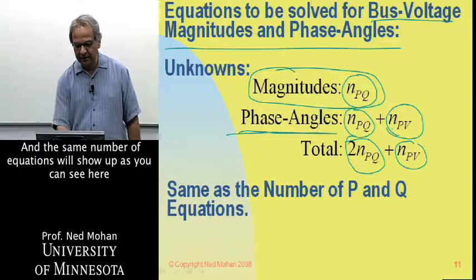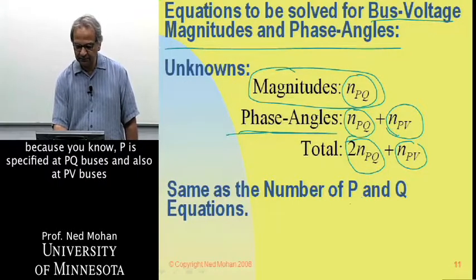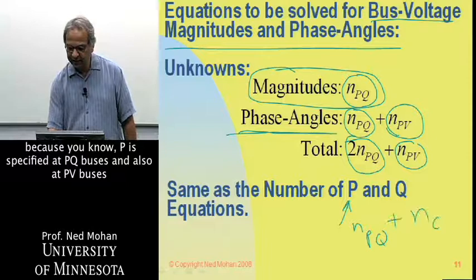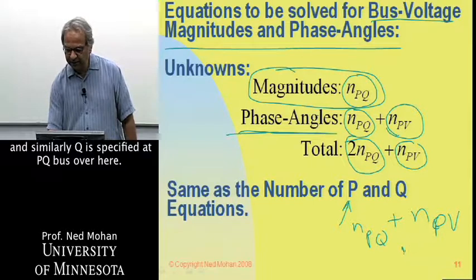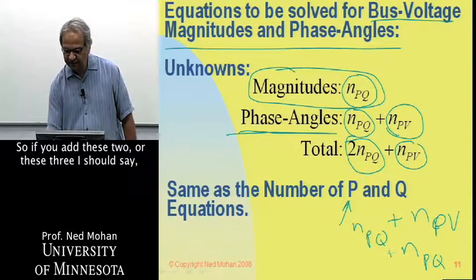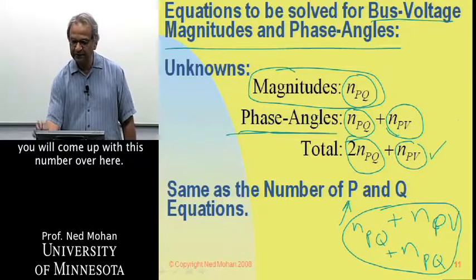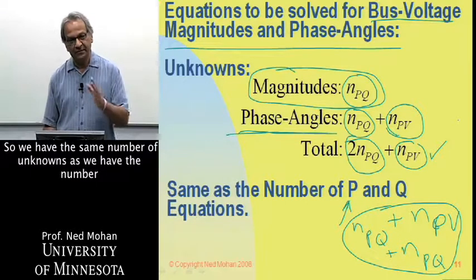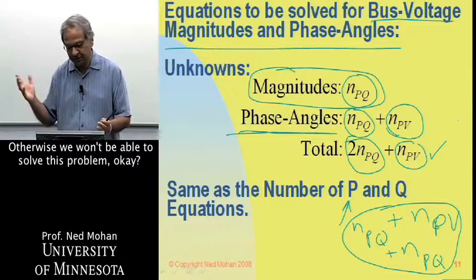And the same number of equations will show up, as you can see here, because P is specified at PQ buses and also at PV buses, and similarly Q is specified at PQ buses over here. So if you add all these three, I should say, we come up with this number over here. Okay, so we have the same number of unknowns as the number of equations that we have. Otherwise, we won't be able to solve this problem.